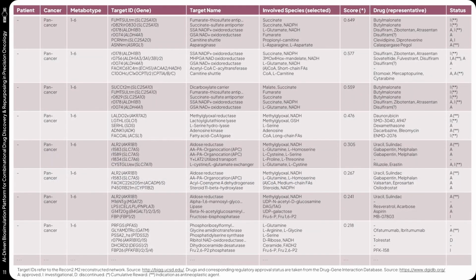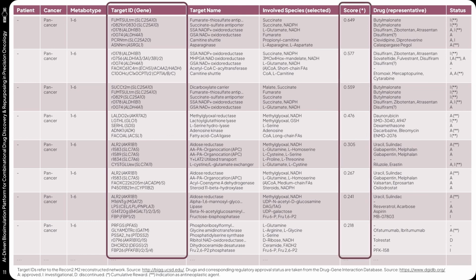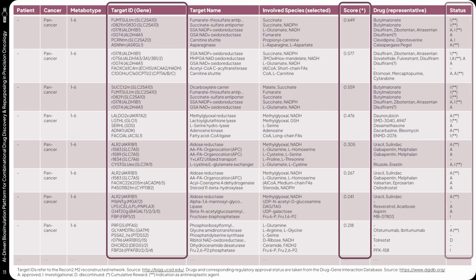Here's a small excerpt of the results, showcasing a few rows from tables like the one presented. In brief, we obtain target combinations along with their corresponding scores. In this example involving cancer patients, we identified numerous cases where available drugs, whether investigational or already approved, are indicated as antineoplastic agents, which can be useful for drug repurposing programs.